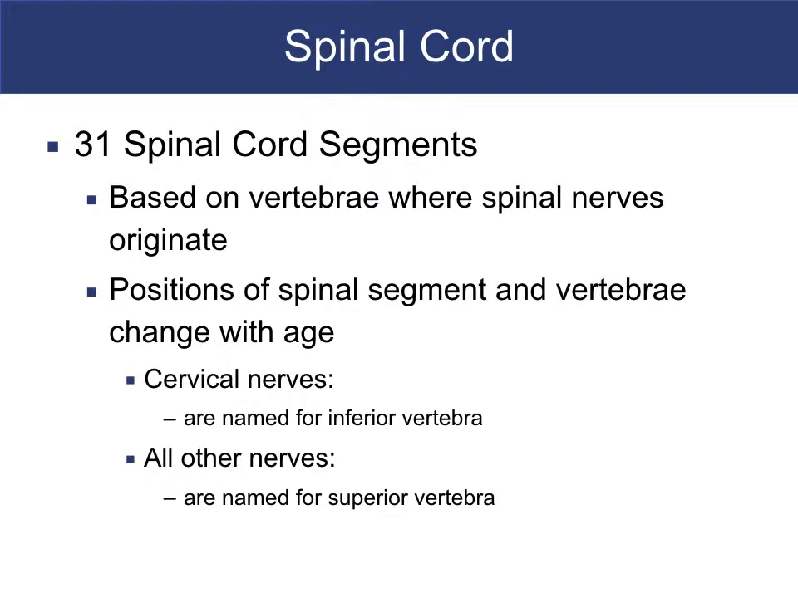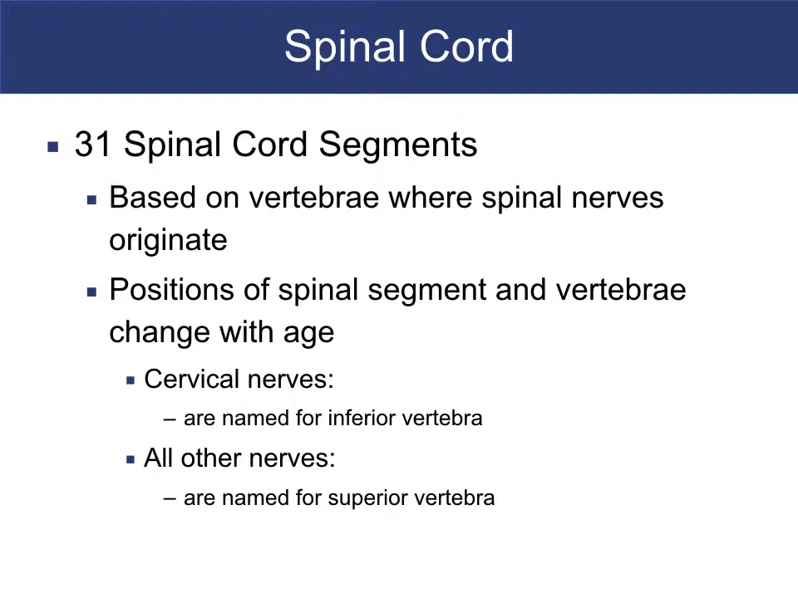Got it? This one here is called C2. This is called C3. This is called C4. This is called C5. This is called C6. This is called C7. And this one here is the weirdo, because it's called C8. From that point forward, they're all named after the vertebrae above them. So this would be T1. T1, T2, all the way down to the coccygeals.